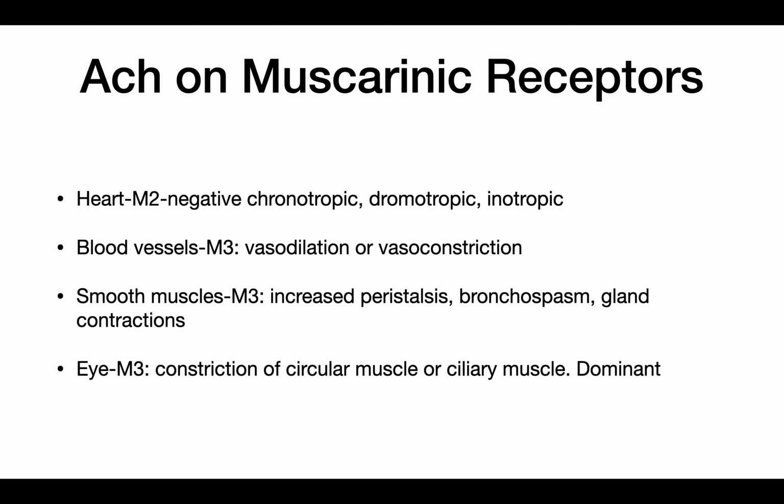Okay, so when acetylcholine binds to M2 in the heart, it's going to decrease the contractility, the heart rate, and the amount of neuro or the synaptic firing, action potential. There we go. In the blood vessels, it's either vasodilation or vasoconstriction, depending on where it is.